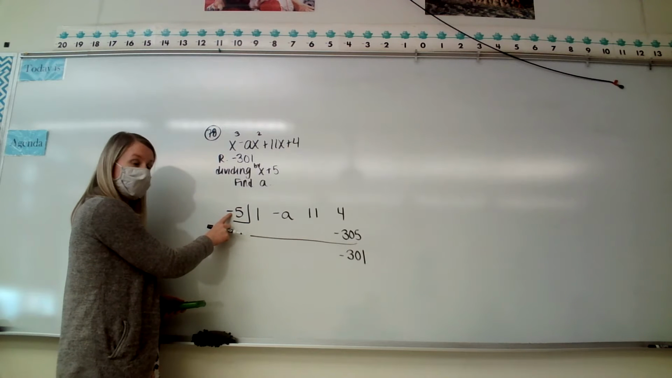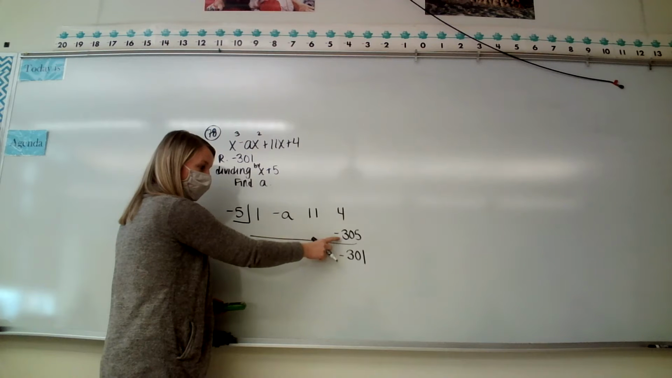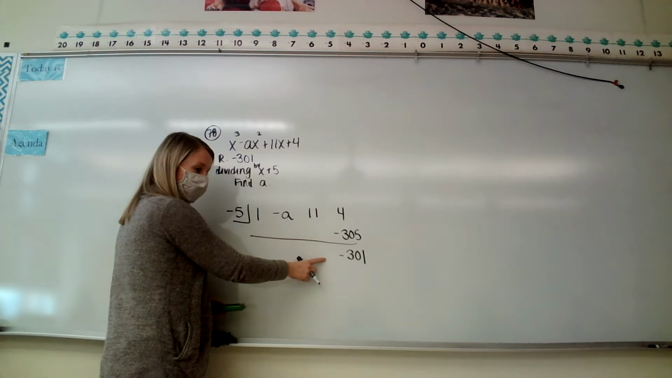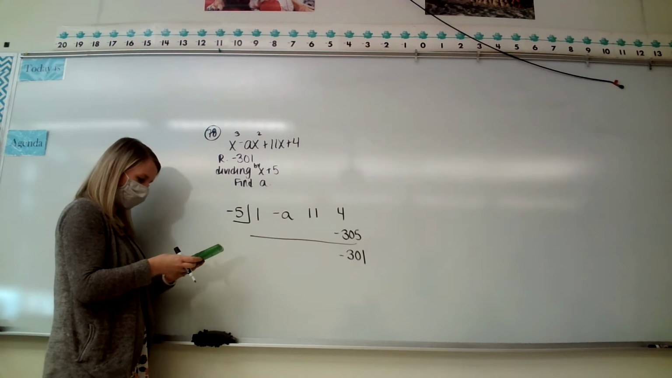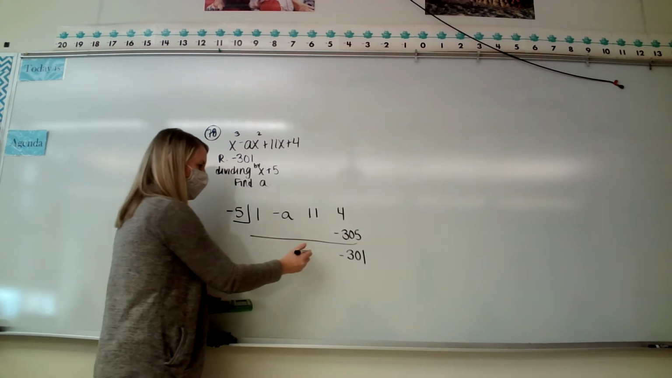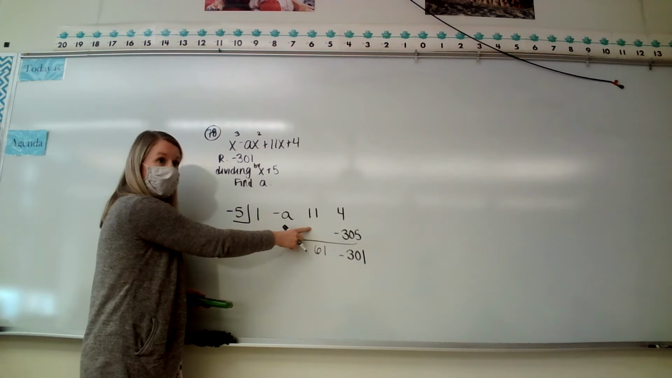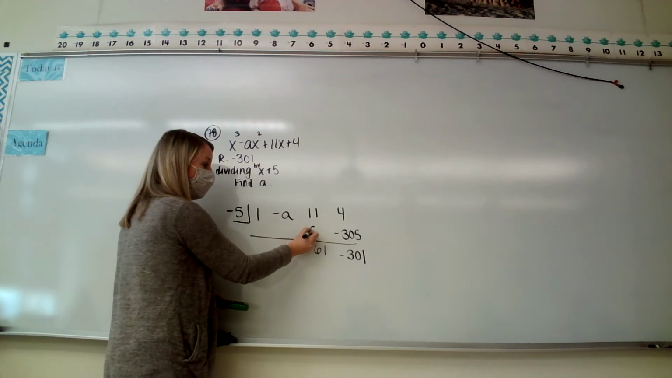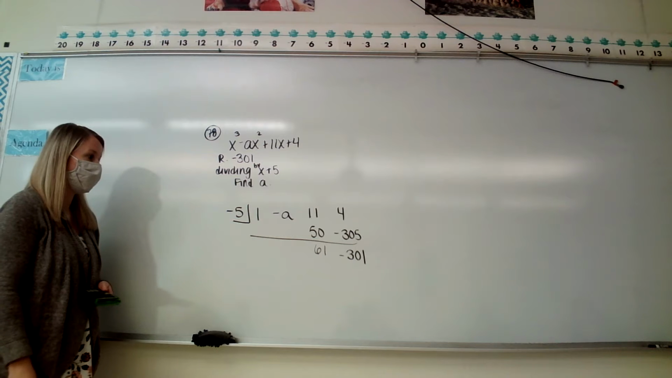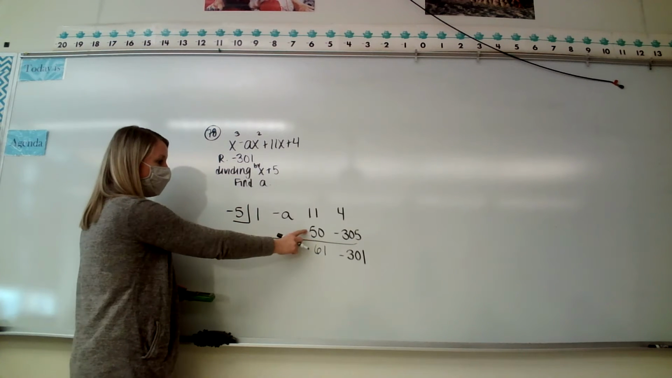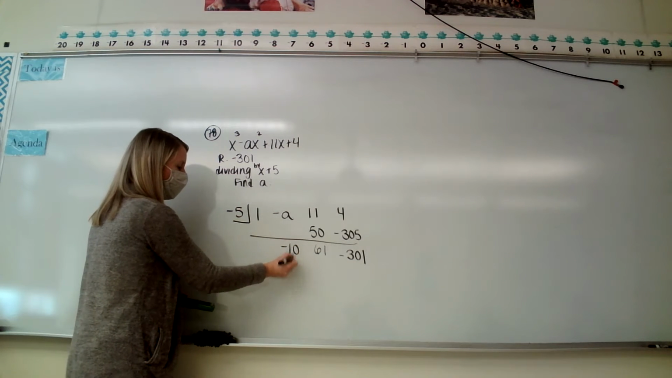Usually we do this times this equals this. So if I want to work backwards, what would I do? Divide them. So negative 305 divided by negative 5. 61. So this would have to be 50, right? Because 11 plus 50 equals 61. Work your way back. 50 divided by negative 5 to zag is negative 10.